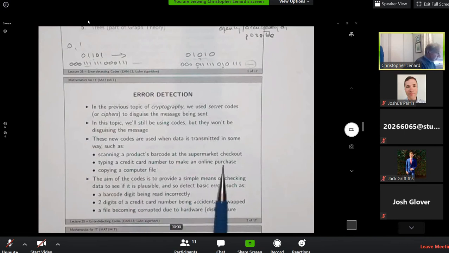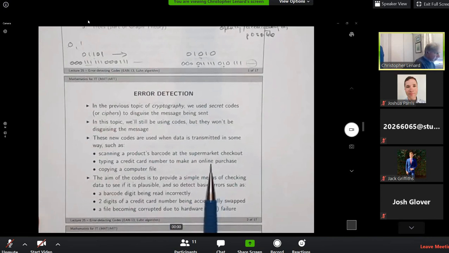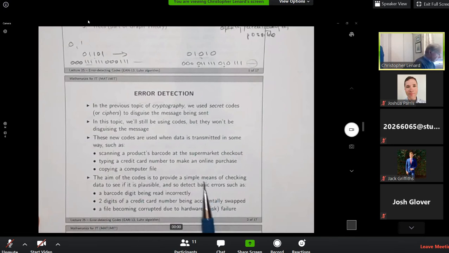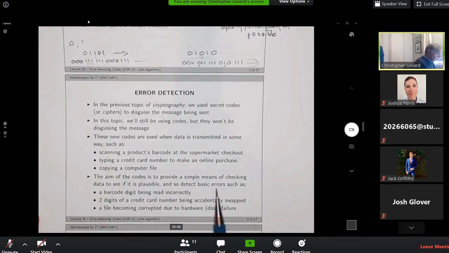Credit card numbers have these security systems in place as well. So what we're doing is trying to put in place a simple means of checking the data to see if it's plausible that the messages or the data or the thing that's being transmitted is a plausible or a legitimate barcode or a legitimate credit card number.